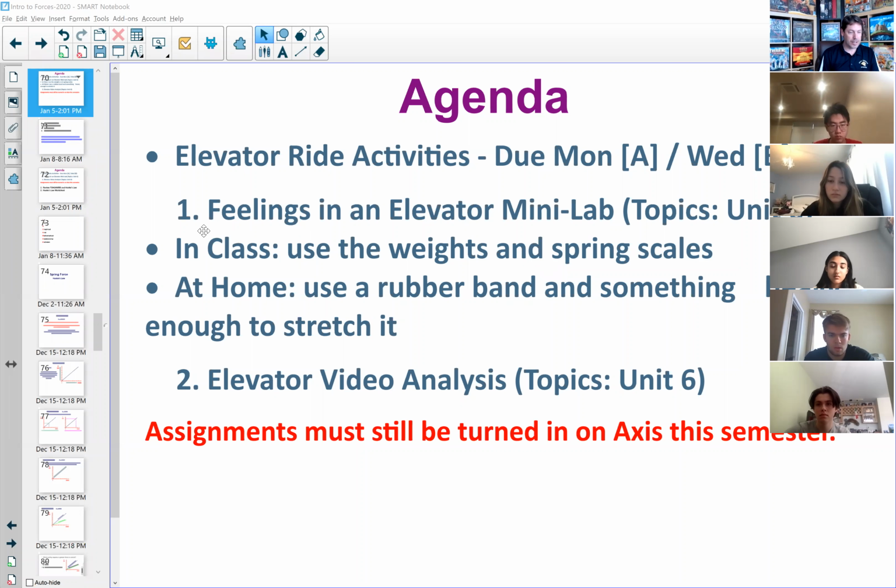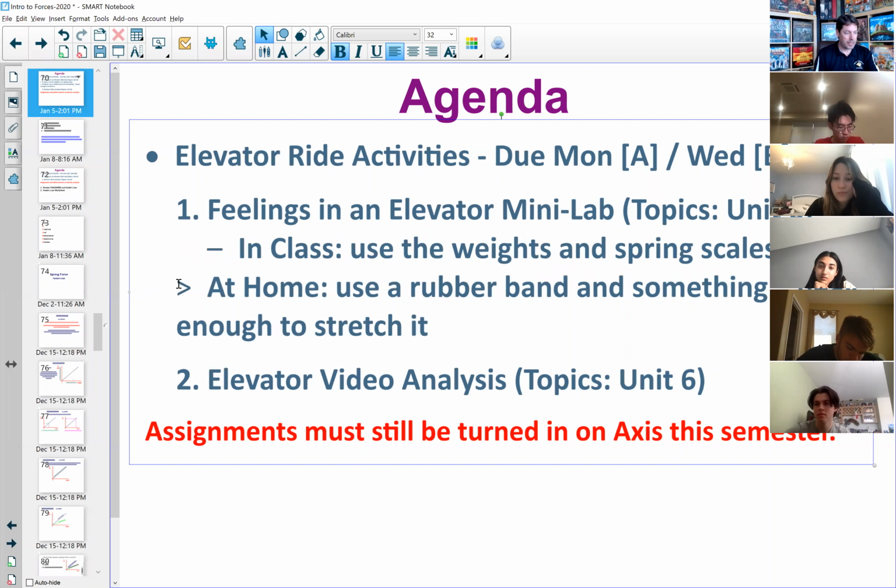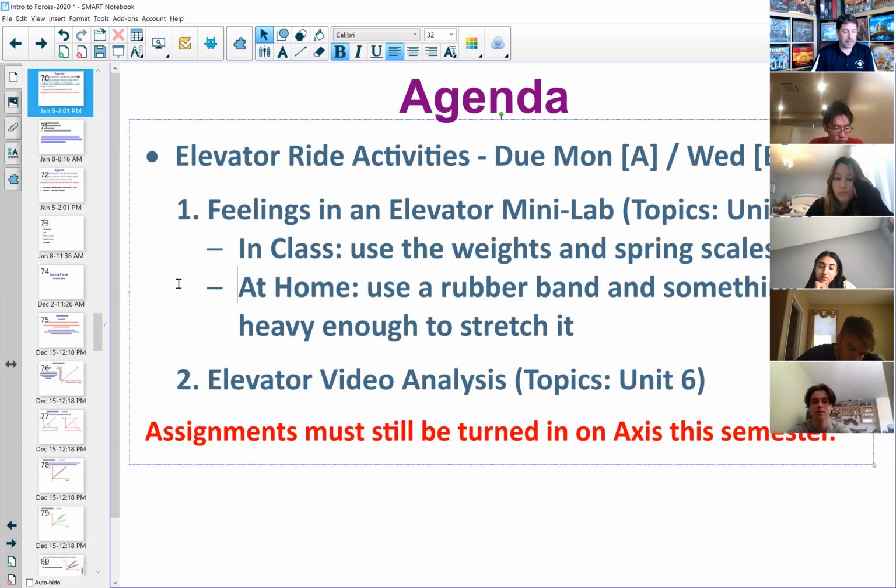So first, the elevator ride activities that we've talked about before are due on Wednesday, tomorrow night. And so I want to make sure that we have a brief conversation about those so that you're really clear on what needs to be done for those. And I'll be giving you time at the end of the day today to work on that.